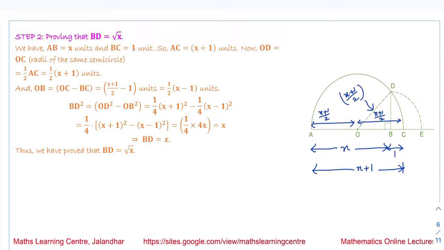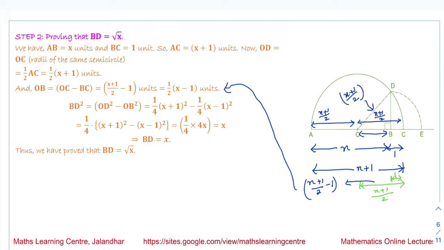Now if we have to find this length OB, OC is of length X plus 1 by 2. This much is the length 1. So what we are left with is X plus 1 by 2 minus 1 units. So this length OB is X plus 1 by 2 minus 1 units. On solving this, you will get that this is X minus 1 by 2 units.